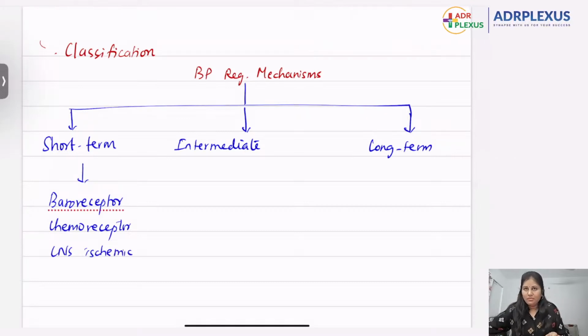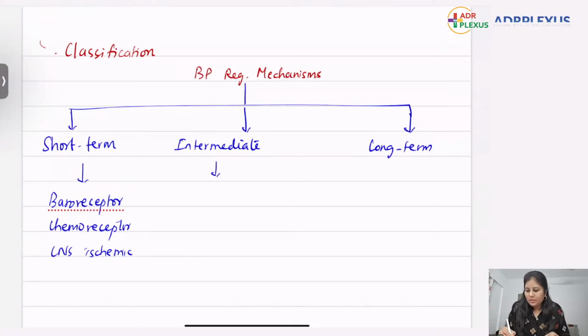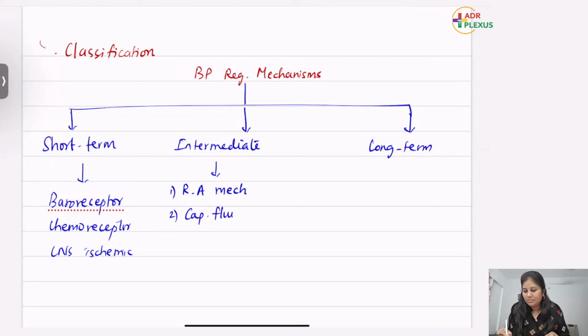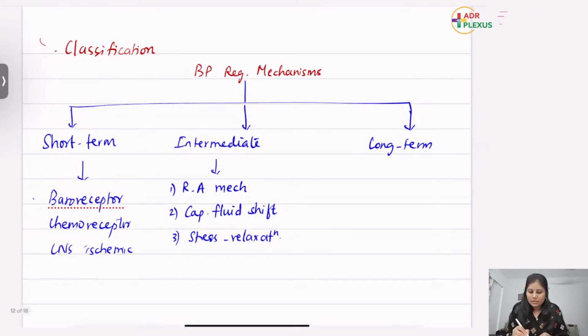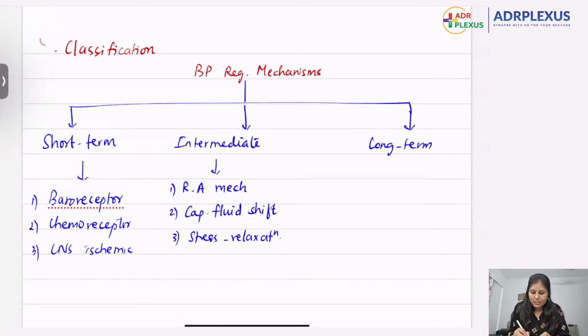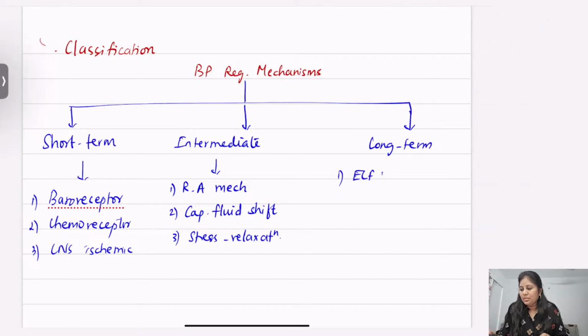Intermediate term mechanisms, we have 3 mechanisms again. Number 1, renin-angiotensin mechanism. Number 2, capillary fluid shift mechanism. And third point is stress relaxation mechanism. So these 3 are the intermediate mechanisms. Long-term mechanism, we have the ECF volume mechanism.